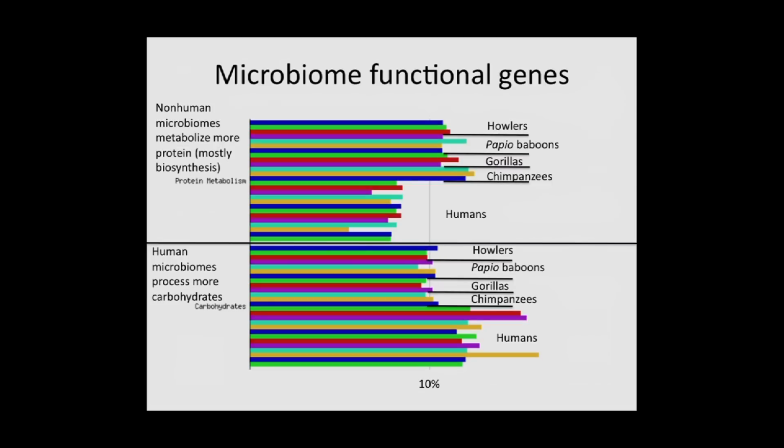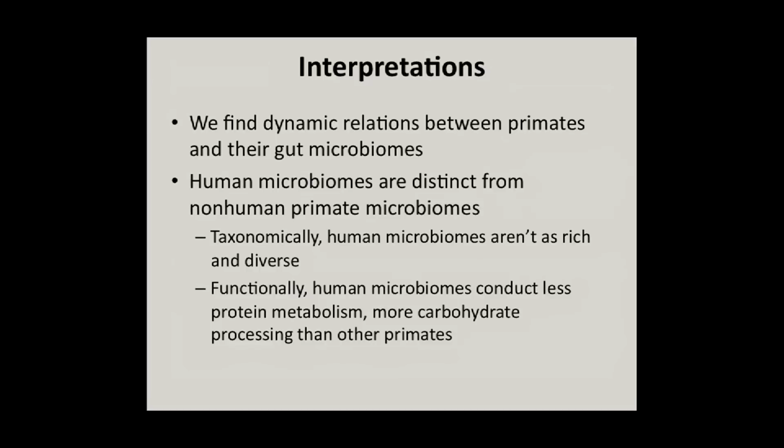So this is a substantial portion, we think, of the microbial genome that's dedicated to these particular functions. So let's try to round things out and think about what we have. I think we're finding dynamic relations between primates and their gut microbiomes. We can't just take one gut microbiome and put it into all different primate species. There's important variation here that we need to know about. And I think our howler monkeys are saying very clearly that this is a dynamic relation.